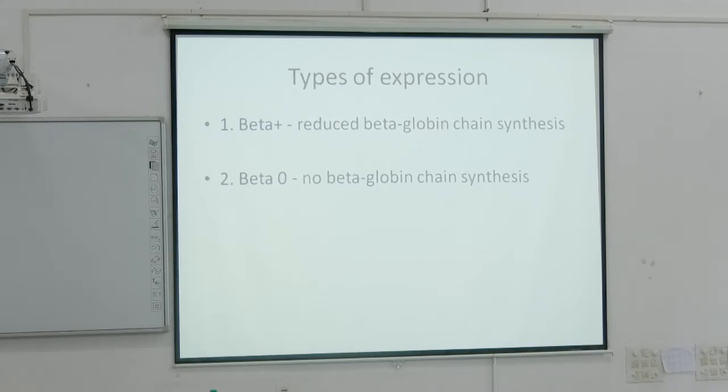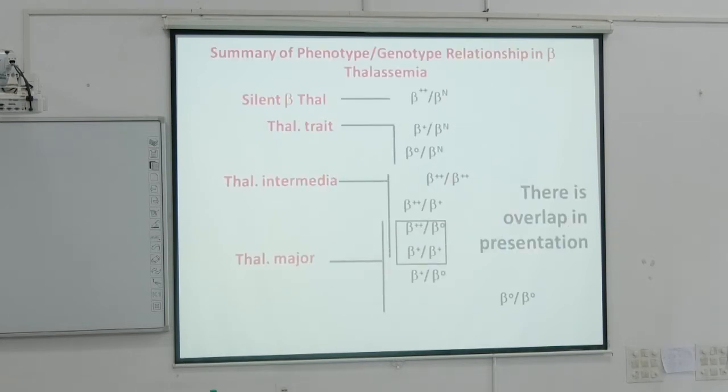Then what is this? Beta plus and beta 0. Plus means one of the genes is affected. 0 means totally no formation of globin chain. Alright? Now, what you thought to be less complicated has become more complicated.